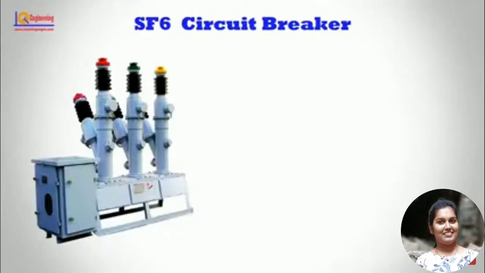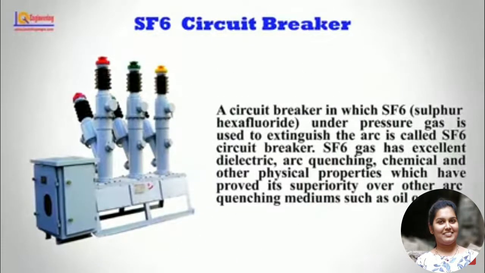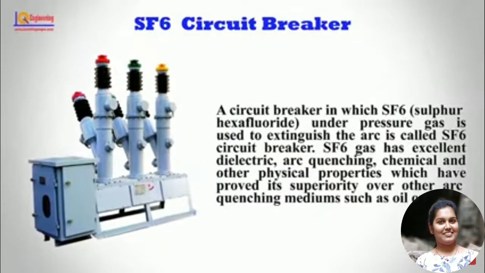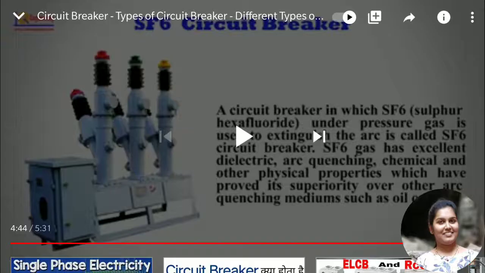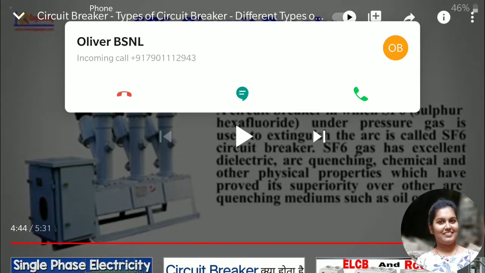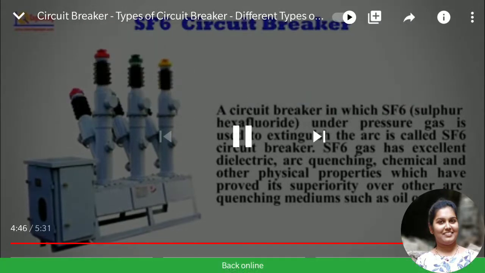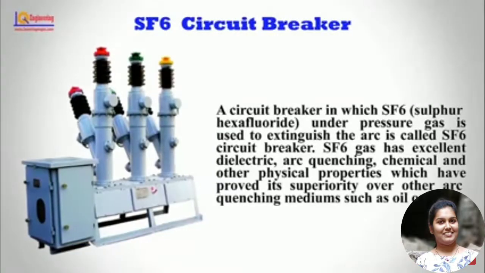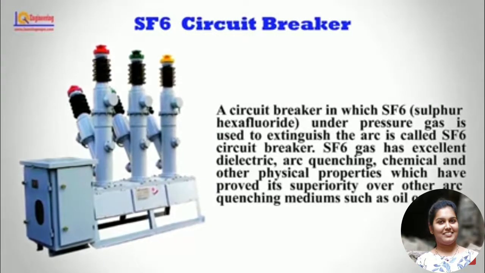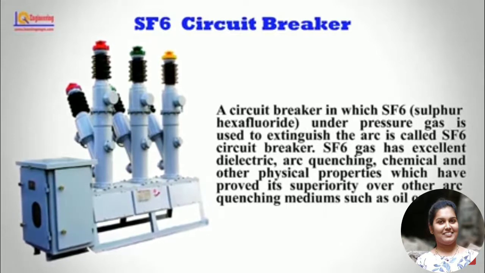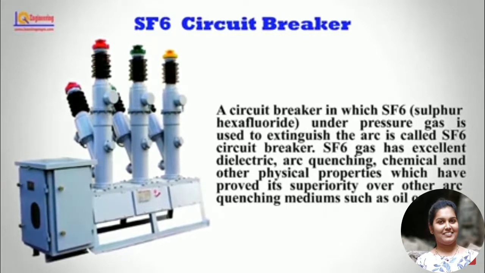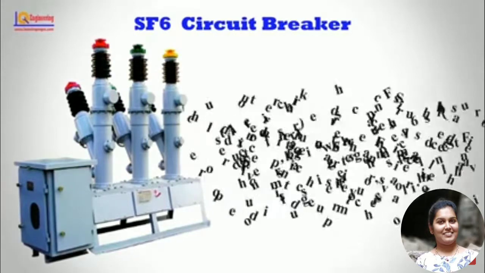SF6 circuit breaker. A circuit breaker in which SF6 gas under pressure is used to extinguish the arc is called SF6 circuit breaker. SF6 gas has excellent dielectric, arc quenching, chemical and other physical properties which have proved its superiority over other arc quenching mediums such as oil or air.